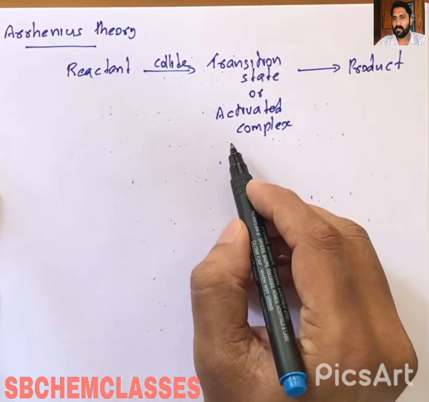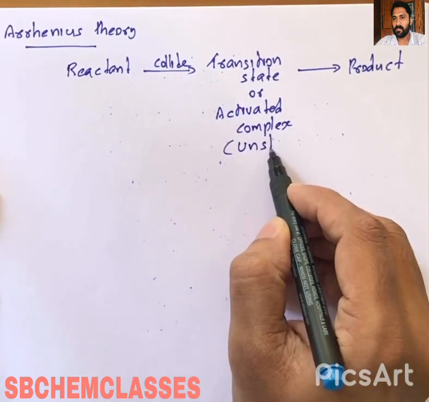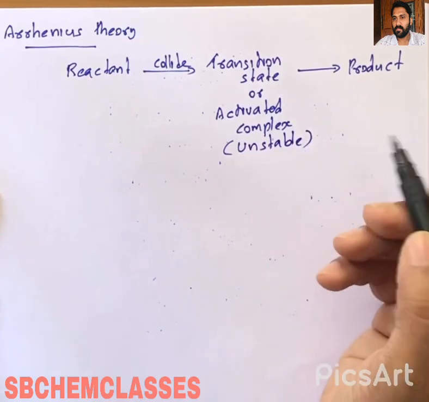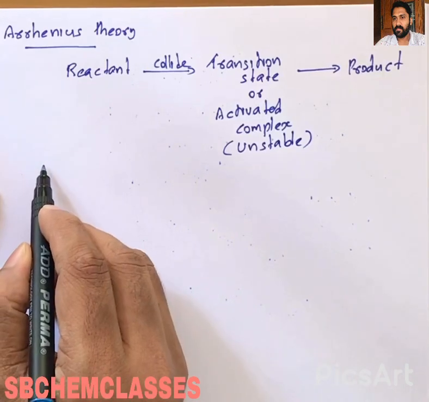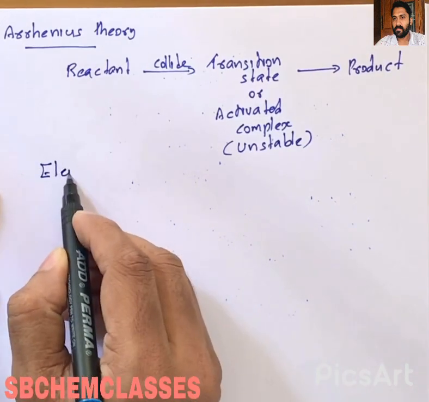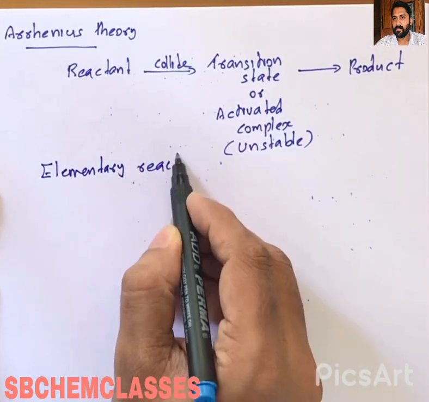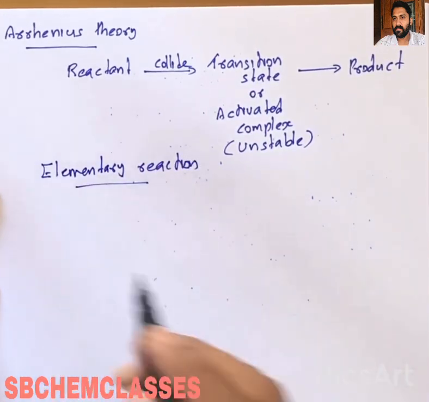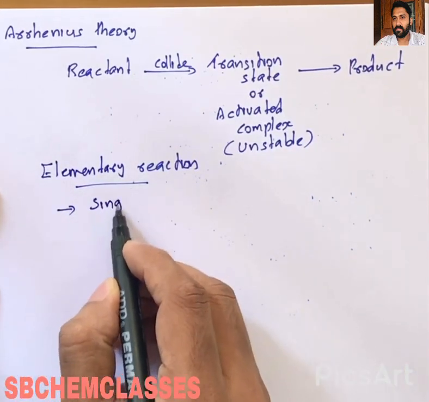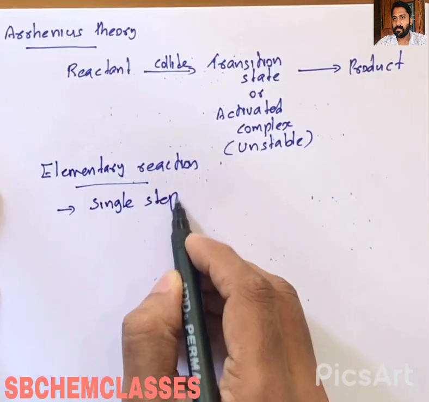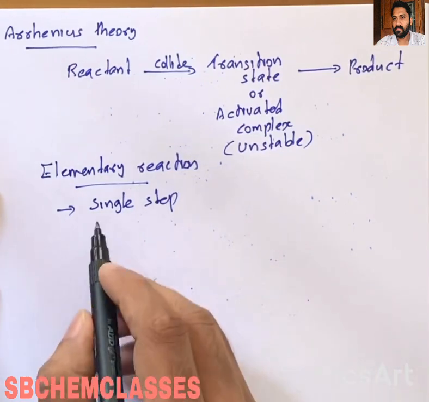This transition state or activated complex is unstable. This can be represented by a simple graph. I am first drawing the graph for an elementary reaction. Elementary reaction means the reaction takes place in a single step. If a reaction takes place in a single step, that is known as an elementary reaction.